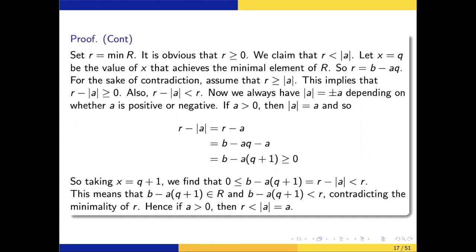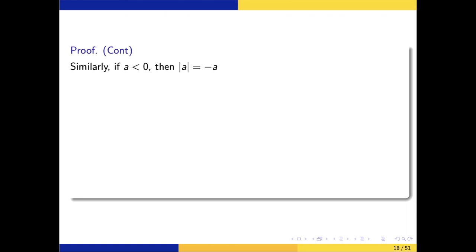So if a is positive, r has to be less than mod a, which equals a. We cannot have the case that r is greater than or equal to mod a. Similarly, if a is negative, then mod a equals minus a, and assuming mod a is less than or equal to r gives another contradiction.